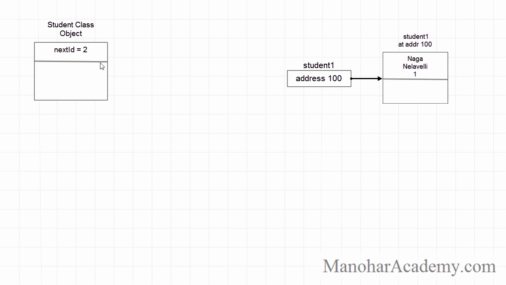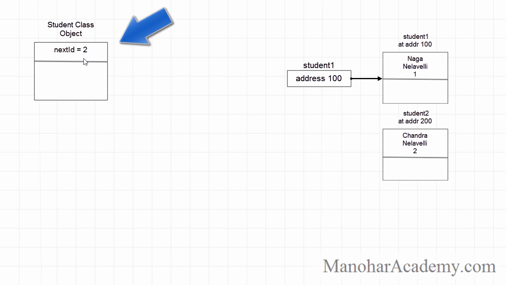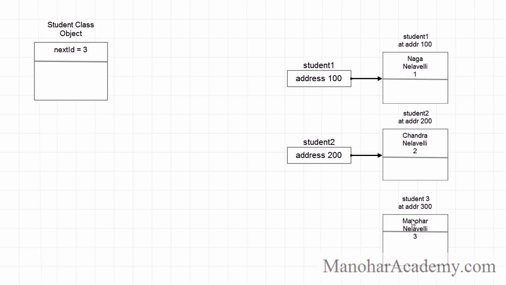Now let's create one more object. So we have created the object. At this time, the next ID is 2. So that next ID is assigned to student 2. So here the 2 is coming from here. At the end of this particular constructor call, the value will change to 3. So if you observe here, the value became 3. And we have this student 2 variable that will be pointing to the student 2 object. That's just a detail.